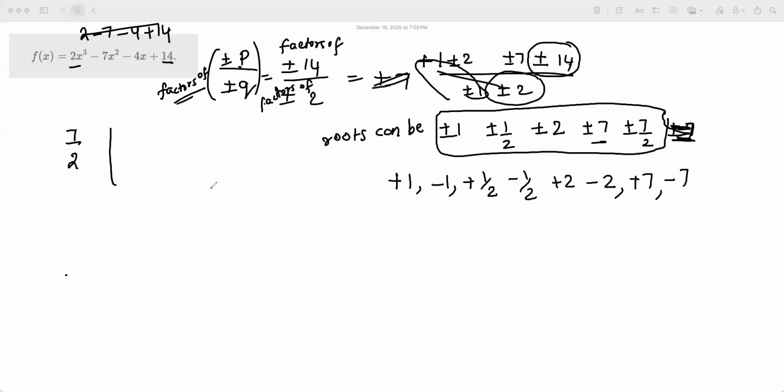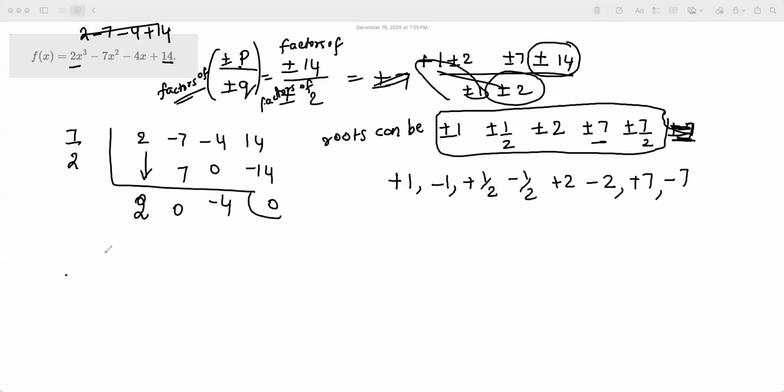7 by 2. 2 minus 7 minus 4, 14. When I multiply 7, 0. 0 minus 4. If I multiply minus 14 and 0. So I can simplify this polynomial as x minus 7 by 2, or I can write it out as 2x minus 7. See, x equal to 7 by 2 means x minus 7 by 2 is a 0. So this is a factor. That means, instead of writing this, I can also write 2x minus 7 equal to 0. So I will write that as a factor.